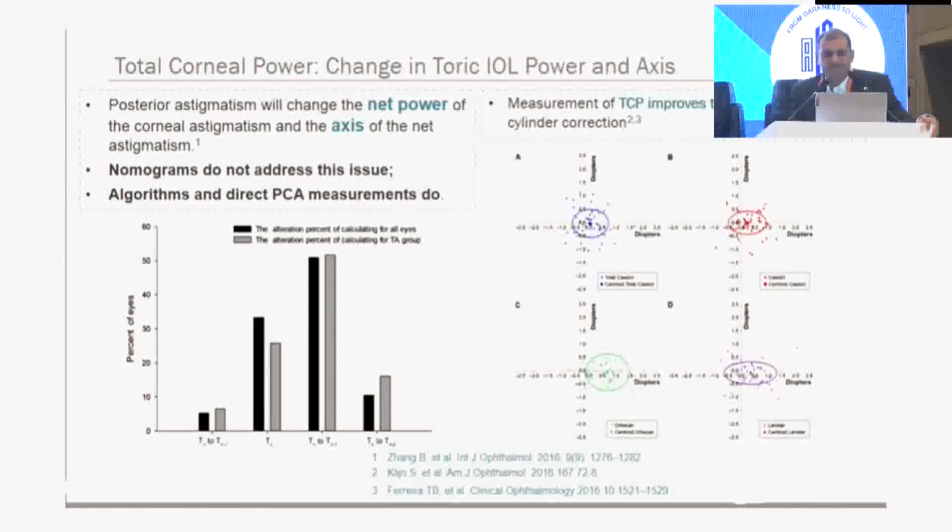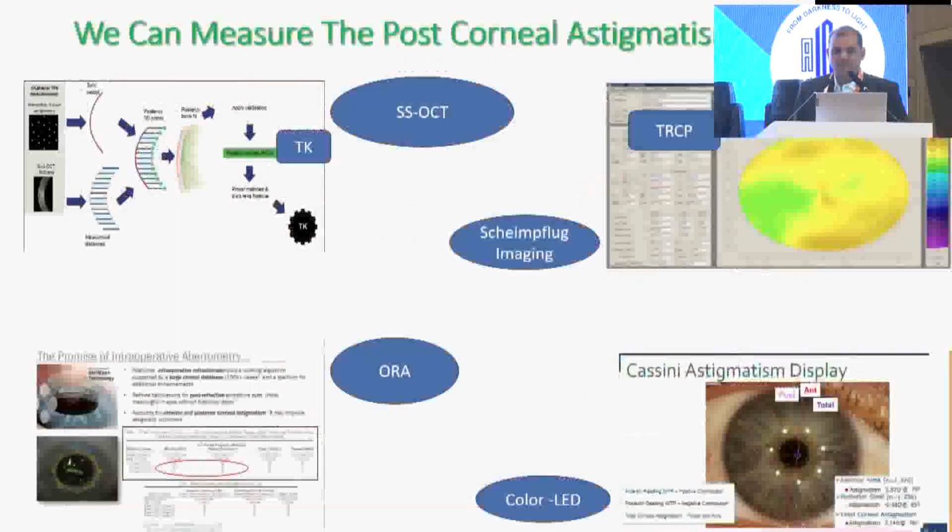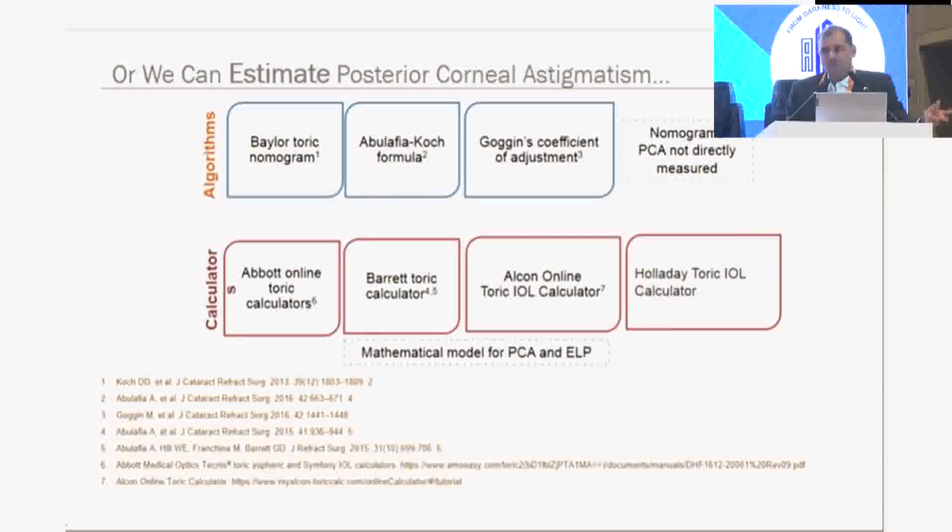So in 2016, Dr. Ferreira came with an article and found that the posterior astigmatism will change the net power of the corneal astigmatism and the axis of the net astigmatism. So nomograms were not addressing the issue; algorithms and direct PCM measurements would do. In 2016-17, many machines came up which can measure the posterior corneal power and astigmatism. So now we have two options: whether to estimate the corneal power or to measure it.